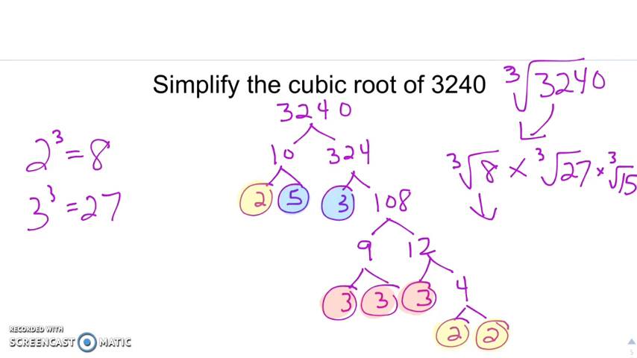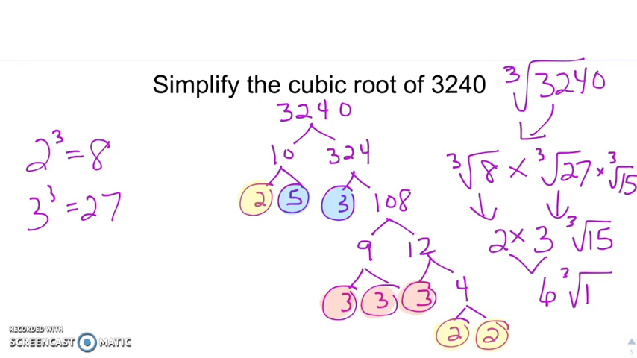The cubic root of 8 is 2. The cubic root of 27 is 3. And I can't simplify the cubic root of 15 anymore. 2 times 3 is 6 times the cubic root of 15. So now I've simplified. The cubic root of 3,240 equals 6 times the cubic root of 15.